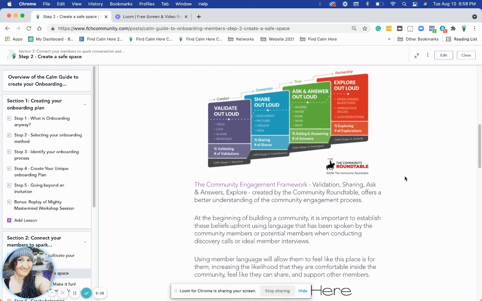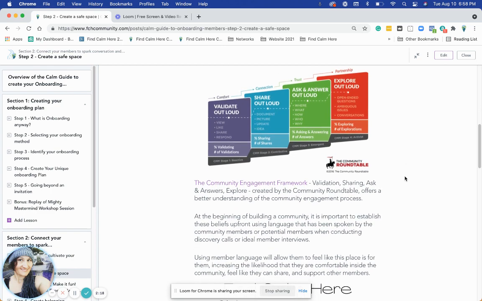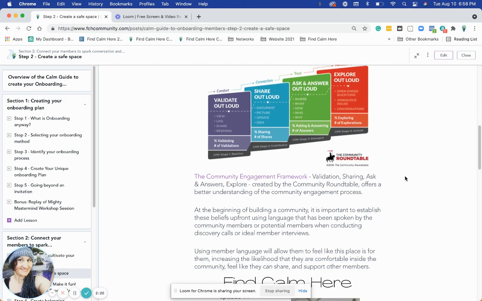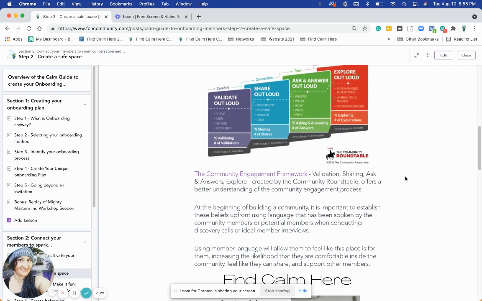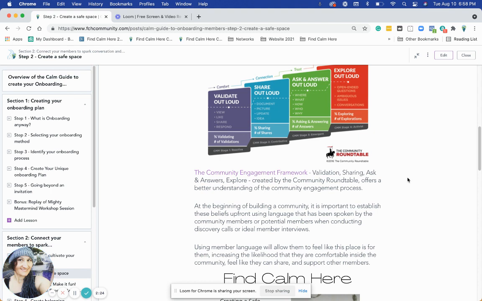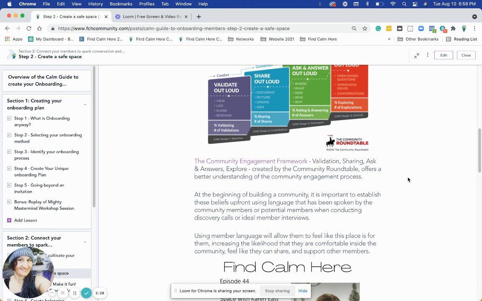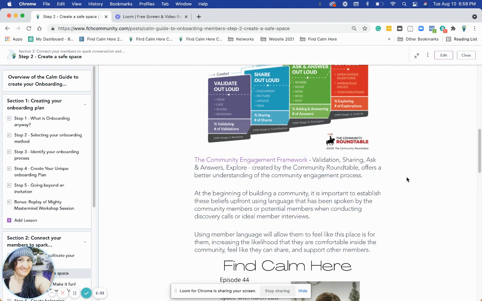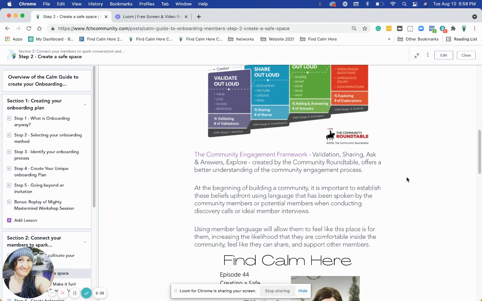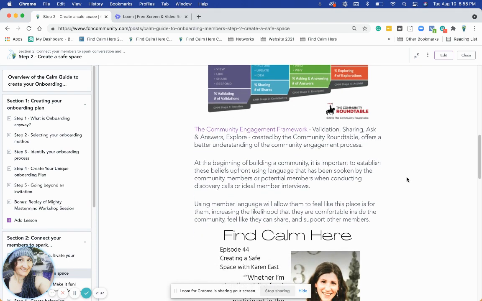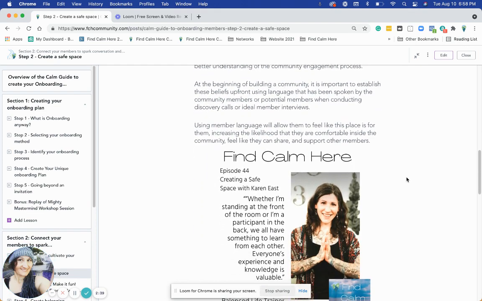In the beginning of community building, it's important to establish these beliefs up front by using language that's been spoken by community members or potential members when you conduct the discovery calls or ideal member interviews, what we call them. You can use their language then to allow them to feel like this is a place for them, increasing the likelihood that they are comfortable inside the community. They feel like they can share and support others.